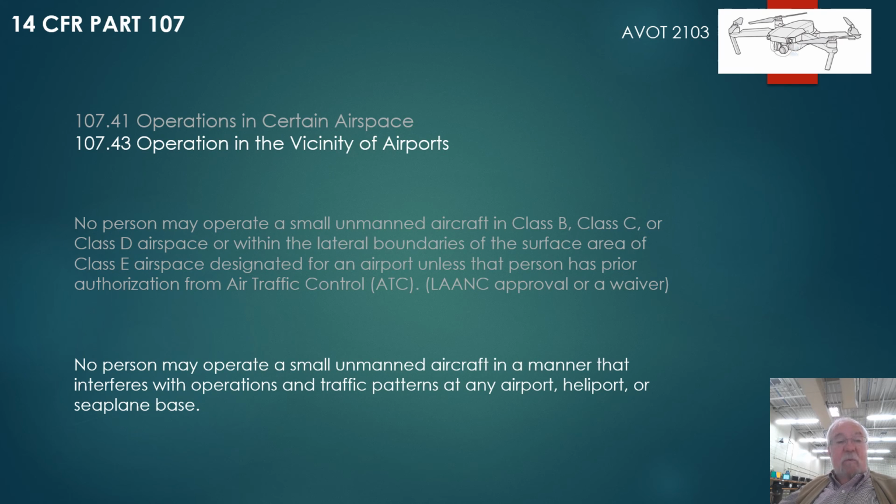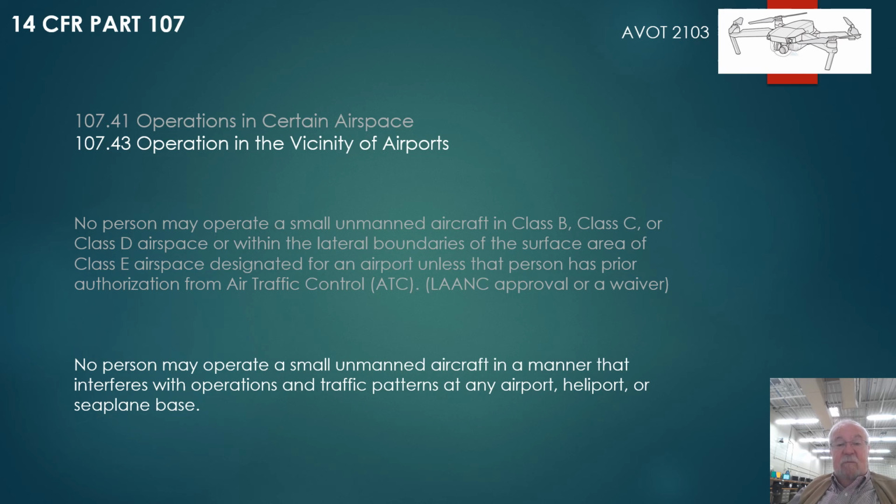Operation in the vicinity of airports is paragraph 43. No person may operate a small unmanned aircraft in a manner that interferes with operations and traffic pattern at any airport, heliport, or seaplane base. So this is what would apply at the Griffin Airport, right? There's no control tower, not controlled airspace, but you can't just buzz around the airport interfering with operations. It's illegal.